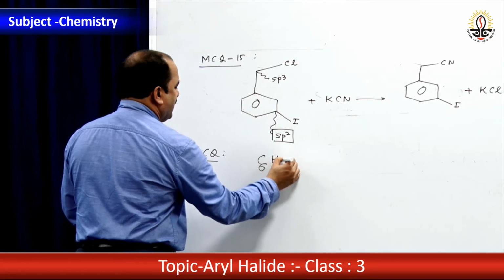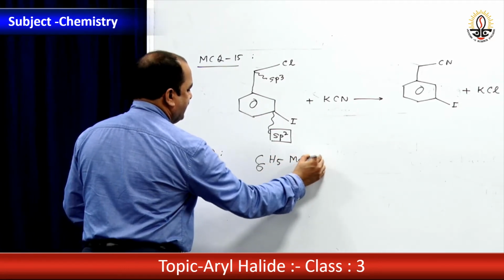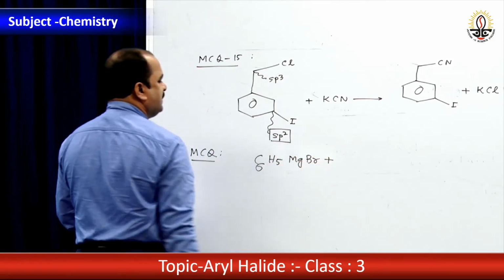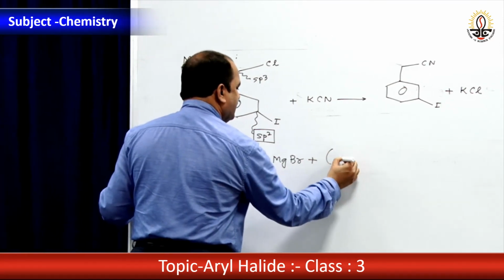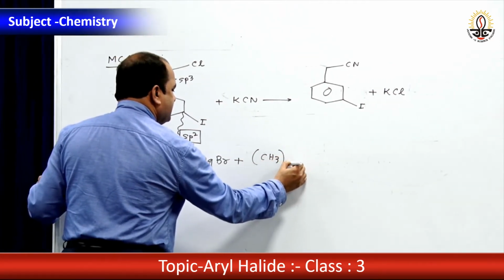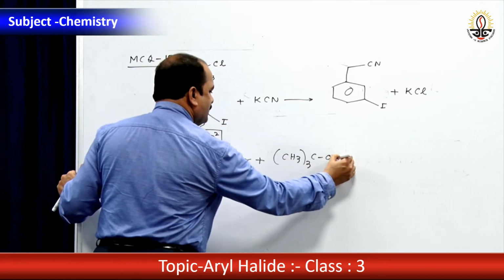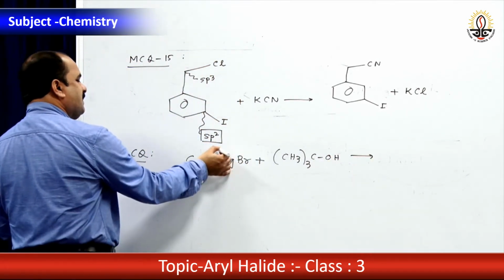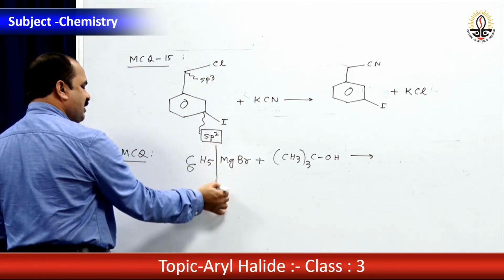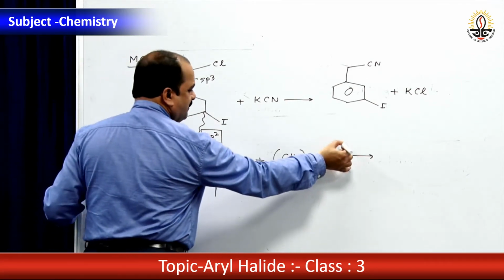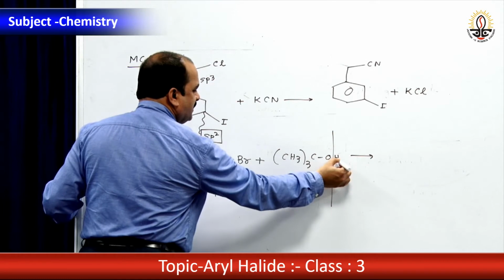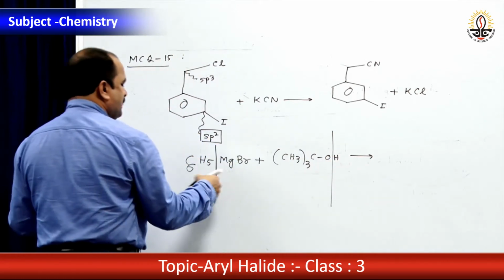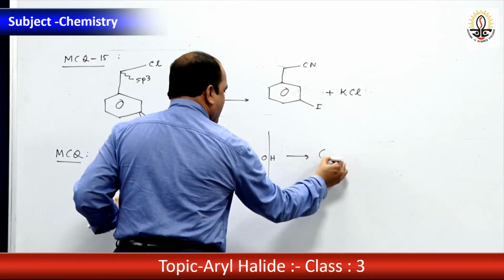Phenyl magnesium bromide, C6H5MgBr, plus tertiary butyl alcohol, (CH3)3COH. Identify the product formed. Here also cleavage takes place at this position, because this hydrogen is acidic. So the product is benzene.